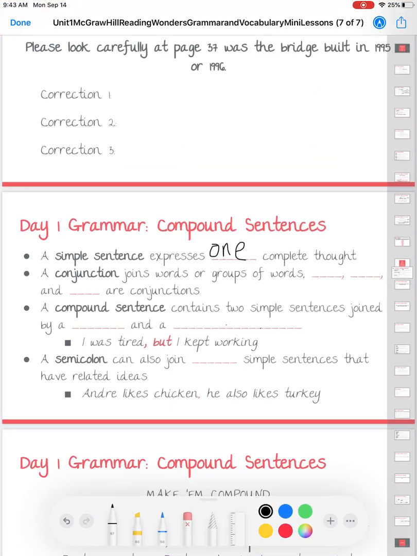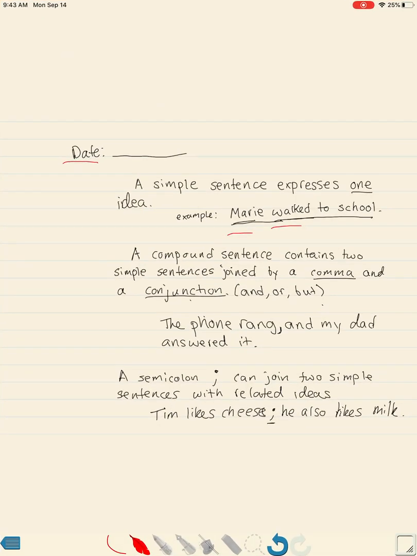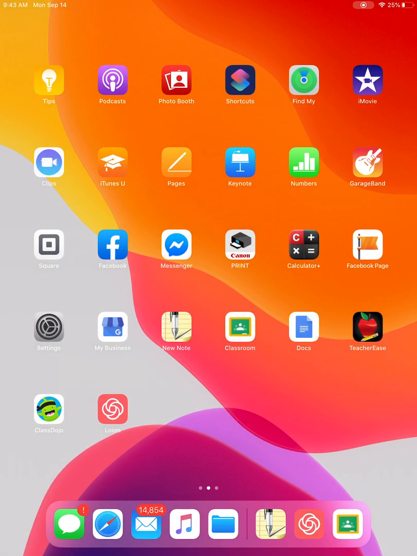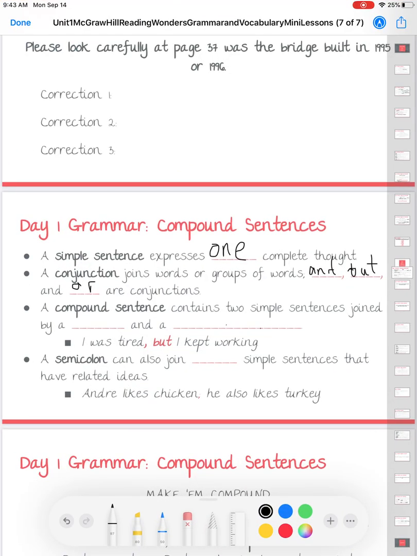We have a conjunction, which joins words or groups of words. And, but, sorry, I don't have my pen today. But and or are examples of conjunctions. Conjunctions add ideas within a sentence, so we use them in compound sentences.